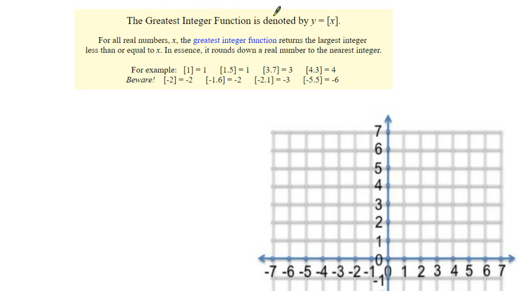The greatest integer function. You can see here it's y equals bracket x bracket. The only thing is that's a little bit mistaken. It's actually y equals, the bracket actually has an extra line in it, and then x, and then another bracket with an extra line in it.